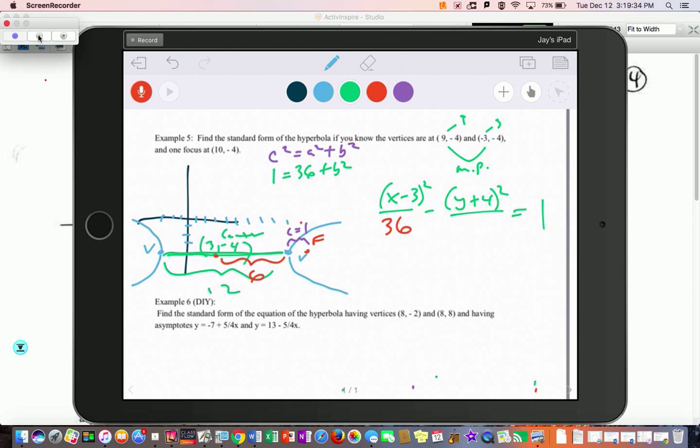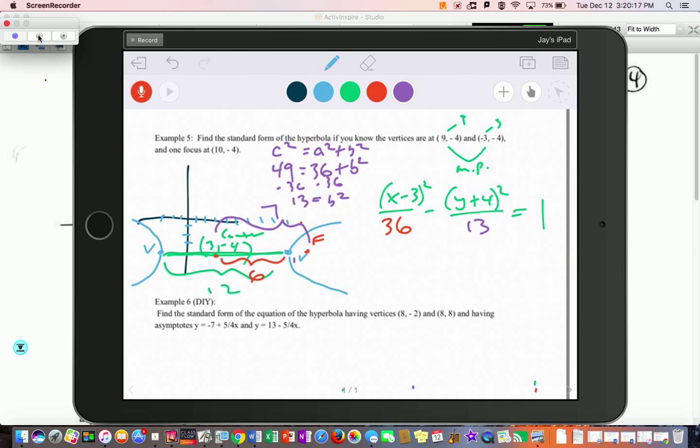My C value, I accidentally went from the vertex to the focus. The C value is from center to focus. So that's 6 and additional 1. So that's a distance of 7. So when you do your C squared formula, C is 49, 7 squared. A is 36, and then we have B squared. So now when I subtract 36, I get 13 for my B squared.